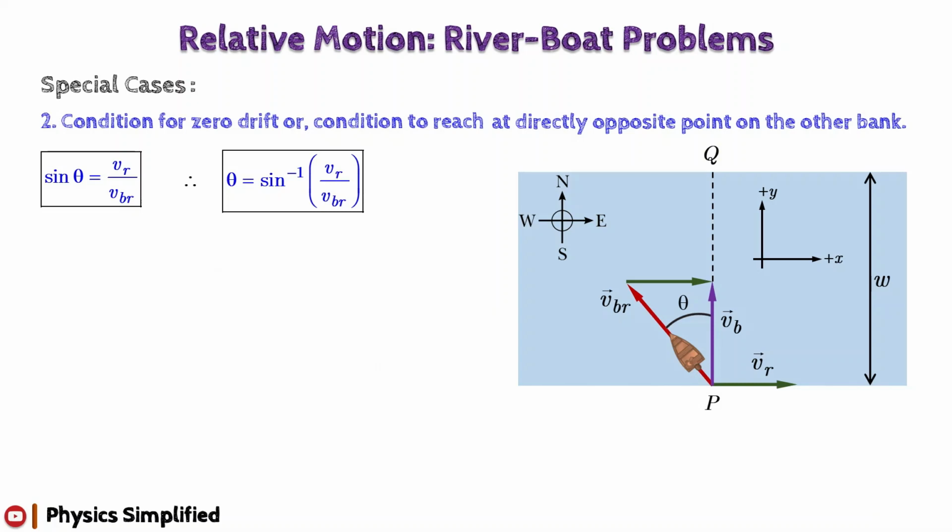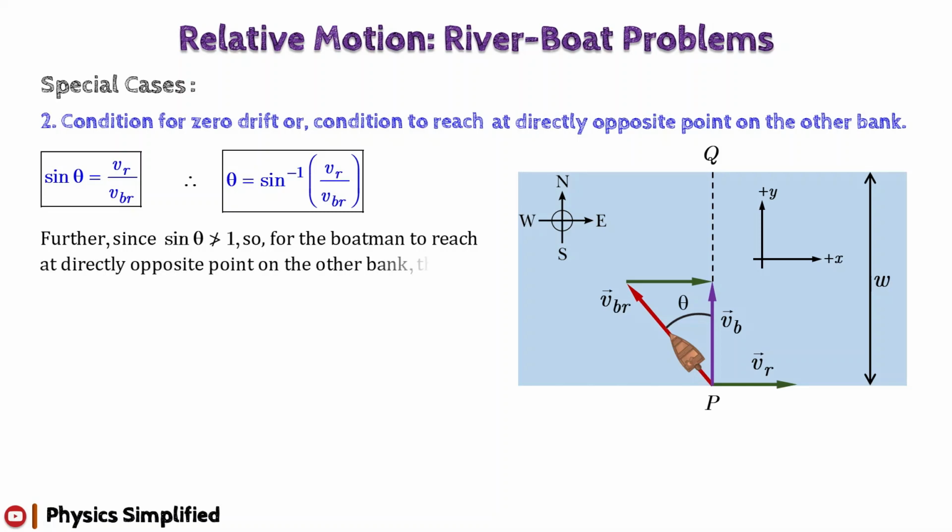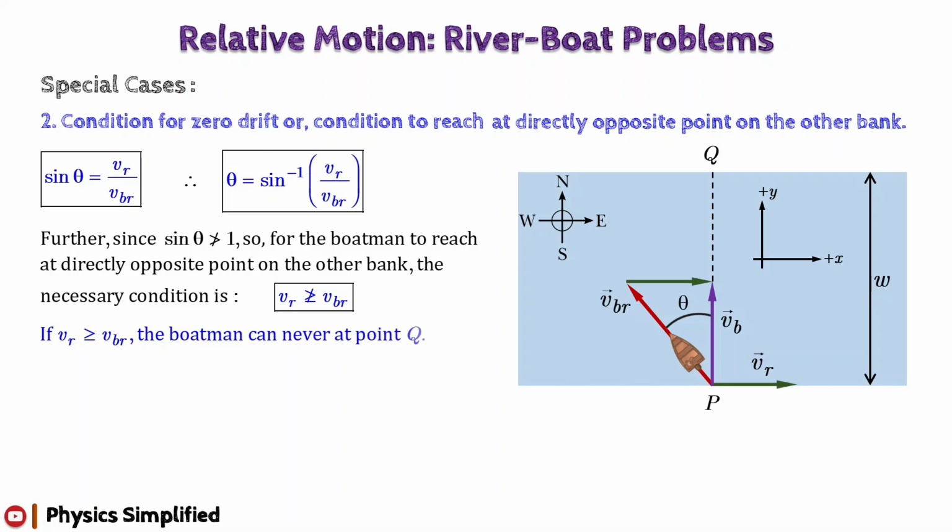Now, we will try to find the necessary condition for the zero drift to happen. We know that the value of sin theta can never be greater than 1. So, for the boatman to reach directly at the opposite point on the other bank of the river, the necessary condition is that the magnitude of the absolute velocity of the river can never be equal to or greater than the magnitude of the velocity of the boatman relative to the river. In other words, we can say that if v_r is greater than or equal to v_br, the boatman can never reach point Q.